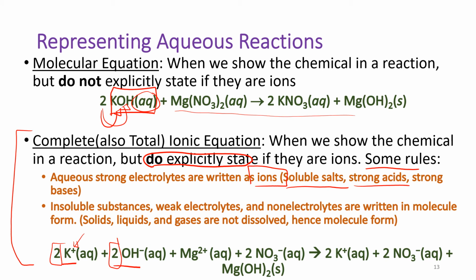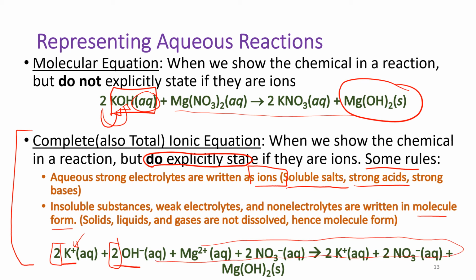Now anything that's insoluble, any weak electrolytes or non-electrolytes, will be written in their molecule form. And I don't like this term molecule form, I mean just in their regular form. If they're an ionic compound, you write it in that way. So an example of that is our magnesium hydroxide here. Everything else was soluble, right? All of these things are soluble, aqueous, and written in their ionic form.